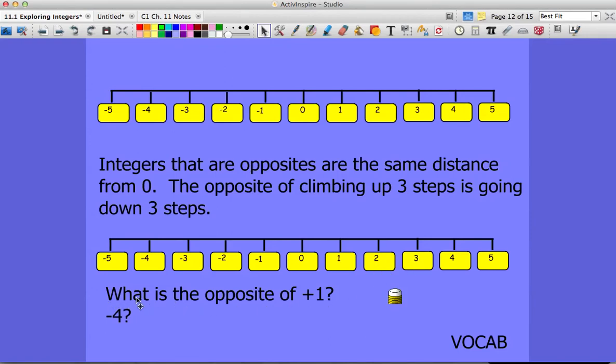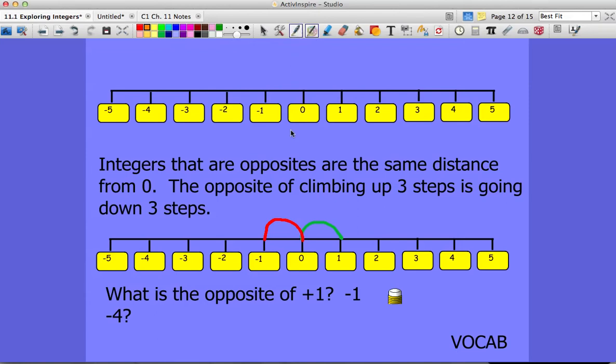Okay, so let's try this. What is the opposite of positive 1? Well, positive 1 is 1 space away from 0 on the number line. So we would have to look and see what is 1 space away from 0 in the opposite direction. So going to the left is negative 1. So the opposite of positive 1 is negative 1.